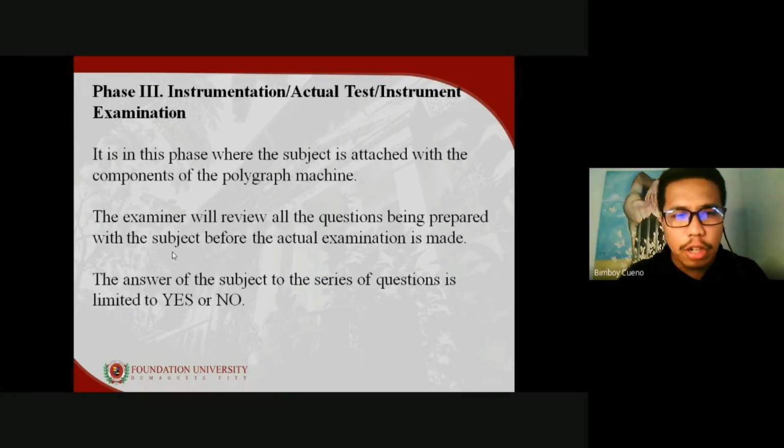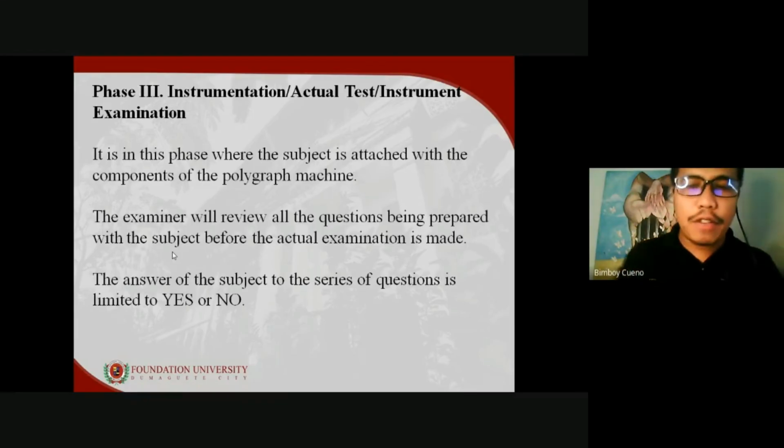Now in the instrumentation, these are the things that will happen. Number 1 is you will attach the components of the polygraph machine. So when I say attachment, you attach the Pneumograph, Pneumo 1 and Pneumo 2, you attach the Galvanograph, you attach the Accuracy. Munay una ha, attachment of the components. Then number 2, you will review together with the subject the questions being prepared. Meaning, nakabalo na di ay ang dapat i-review nimo nga munay mga questions nga mugawas.